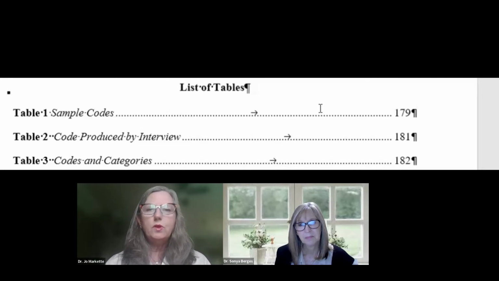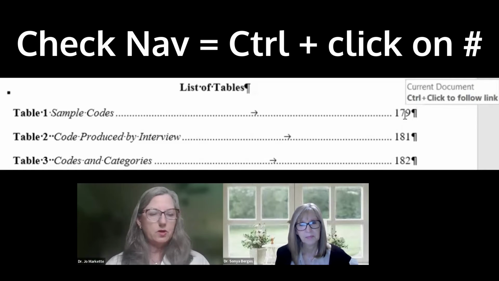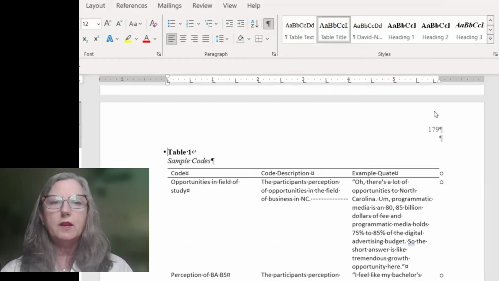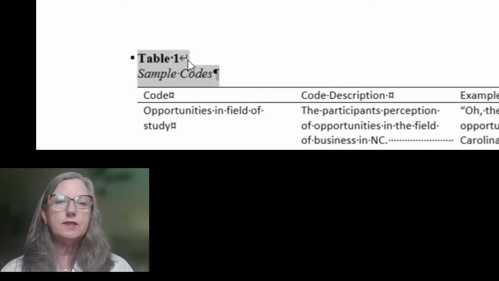Okay, so we're also going to check to see that the navigation works. So we're going to hold down the Control key and then click on the number. It will take us right to the table. When we look at both of these lines together, we want to make sure that the style is on table title, and we want to fix the soft return.